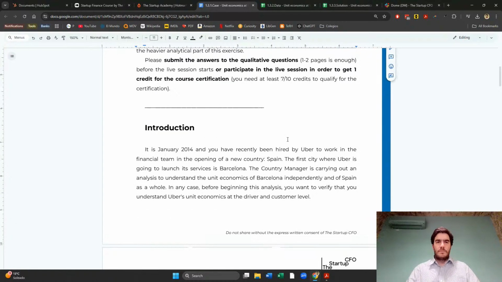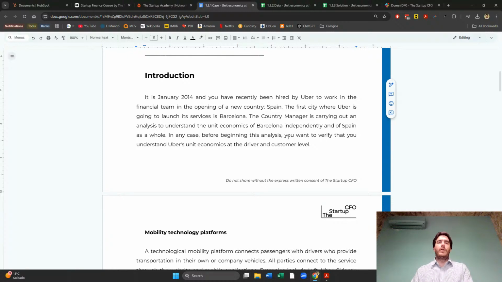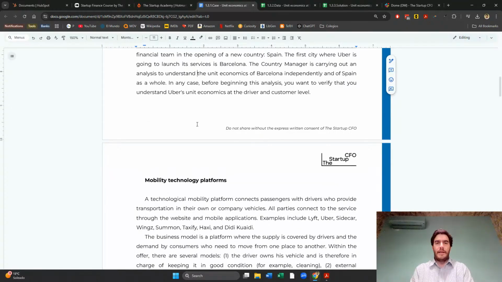Anyway, again, to the chase. In this case, we are talking about Uber. And this is completely fictional, of course. Uber is thinking of opening in a new country, which is Spain, and they want to launch services in Barcelona. The country manager is carrying out some analysis to understand the unit economics of Barcelona and of Spain as a whole. And you want to verify and understand that the Uber unit economics are healthy.